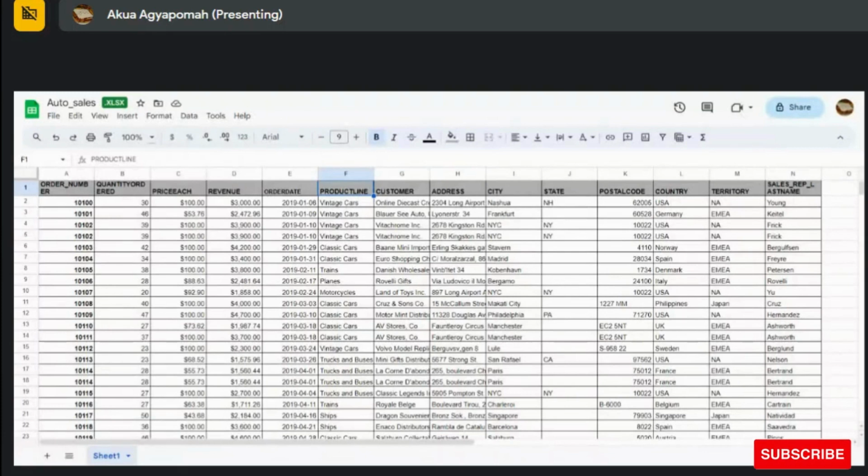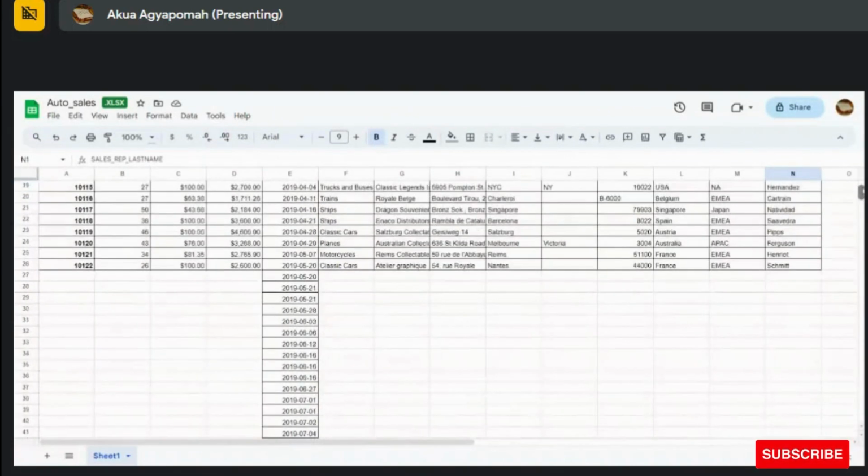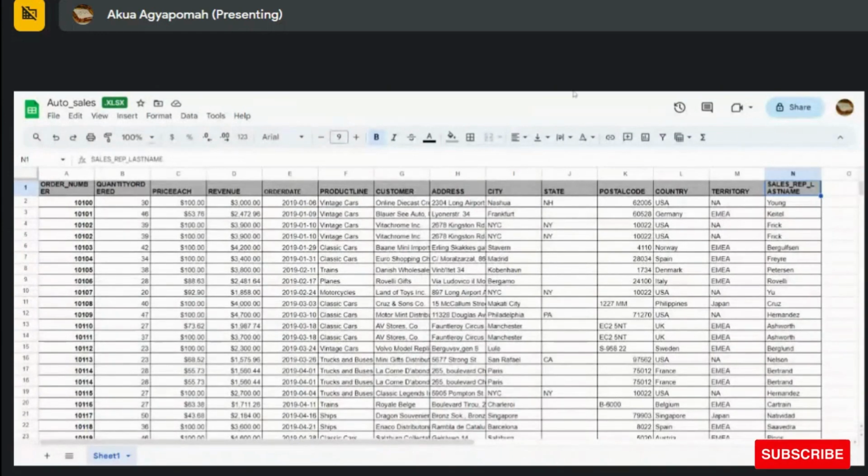And then we have the customer, that's the customer name, whoever purchased the product. And we have the customer's address, the city, the state, the postal code, the country, and the rest are self-explanatory. And then we have the sales rep's last name here. It is important because that's where I centered my data visualization.